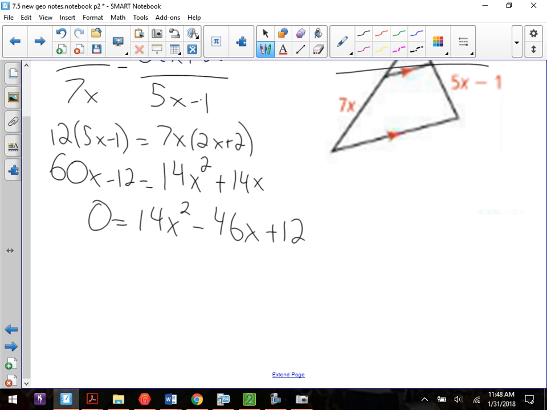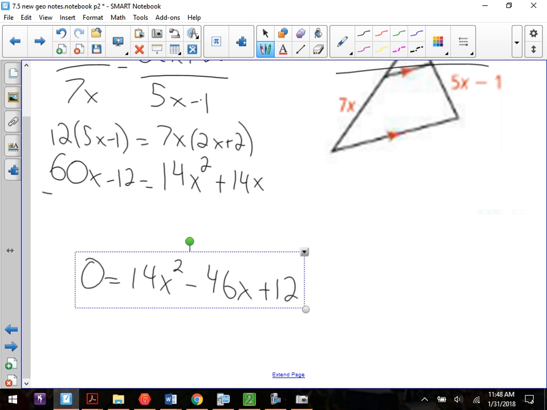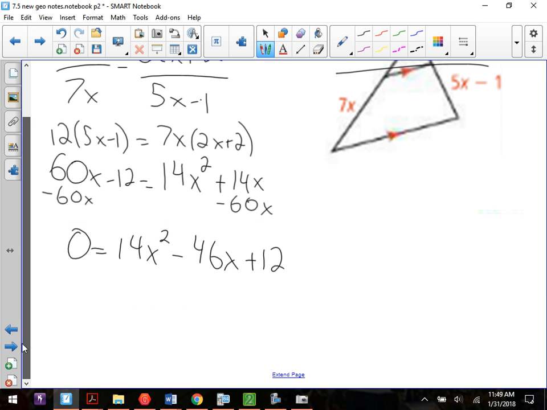From here now, I have what's called a quadratic equation. A quadratic equation is an x squared term. And in this case, it's called a trinomial. It's called a trinomial because there's 3 parts to it. An x squared, an x, and a constant. Yes, sir? I subtracted the 60x. Okay. I just did it right now. I'm sorry. So from there, you have to start thinking about factoring.